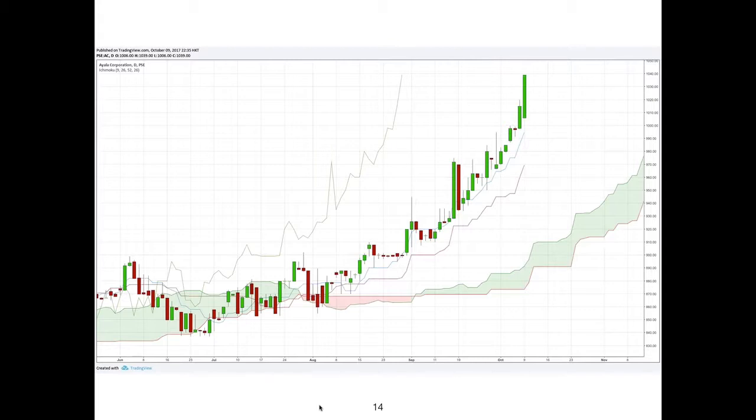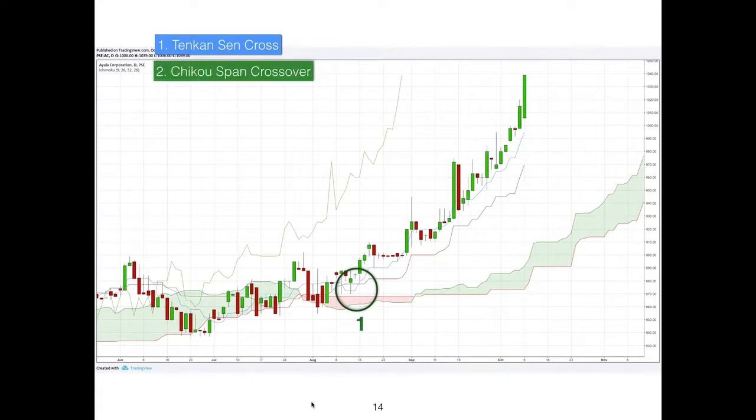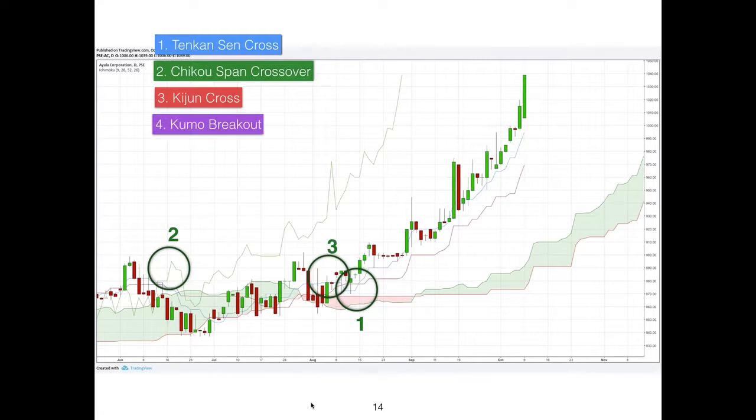This is the chart for AC, or Ayala Corp. The Ichimoku elements all made bullish crossovers. First, you have the bullish Tenkan-sen cross above the Kijun-sen. You have a Chikou span crossover above the price. A price crossover above the Kijun-sen. A Kumo breakout. And the bullish Kumo twist.